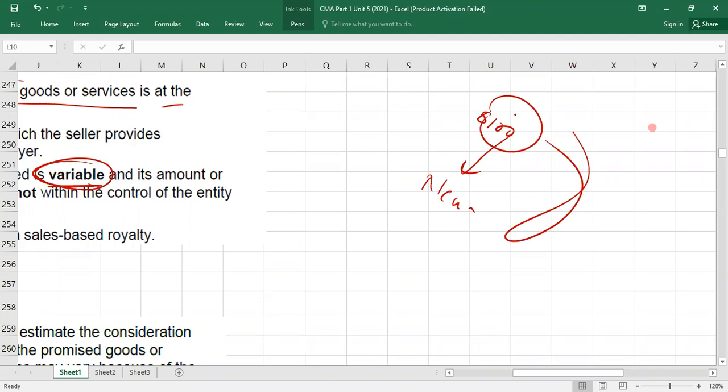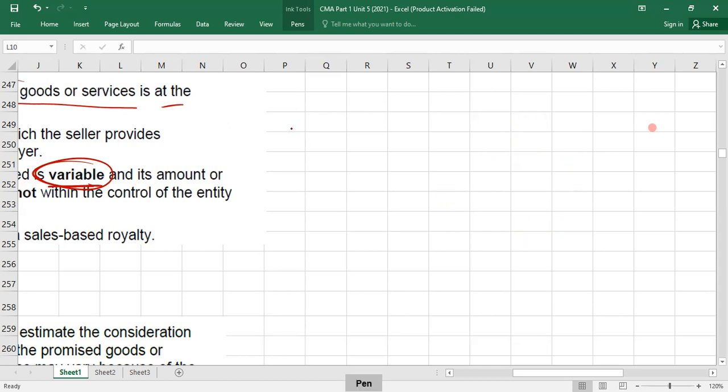Let me say again. I'm just giving you a rough idea first, then I will give you a proper example. I'm saying, for example, I have booked a revenue of 100, but it has a chance that maybe in future it will be reversed. This 100 will change. It could be 80, 70, or 120. It means this consideration is variable. How is it variable? Let me give you an example.